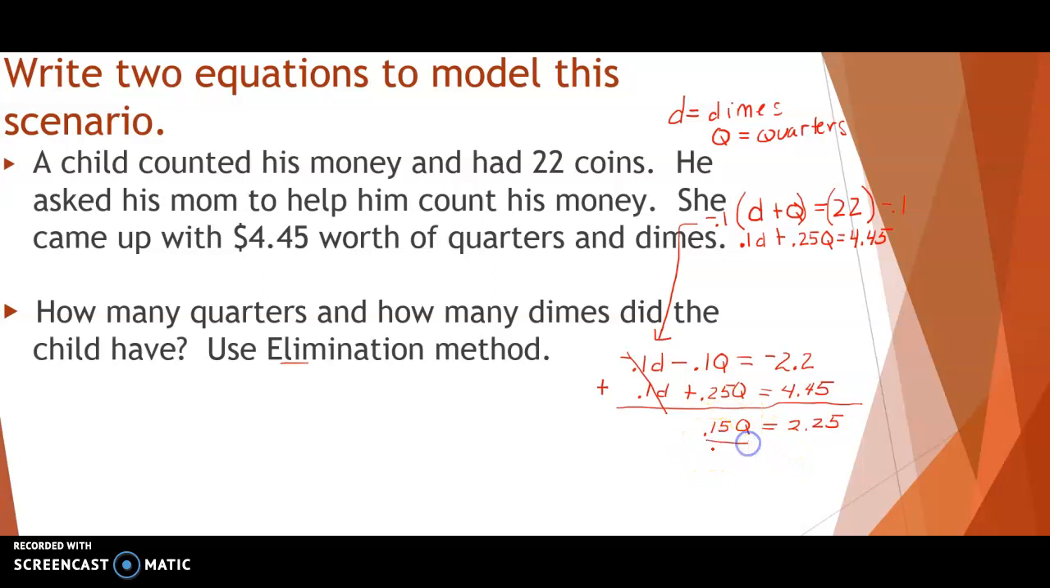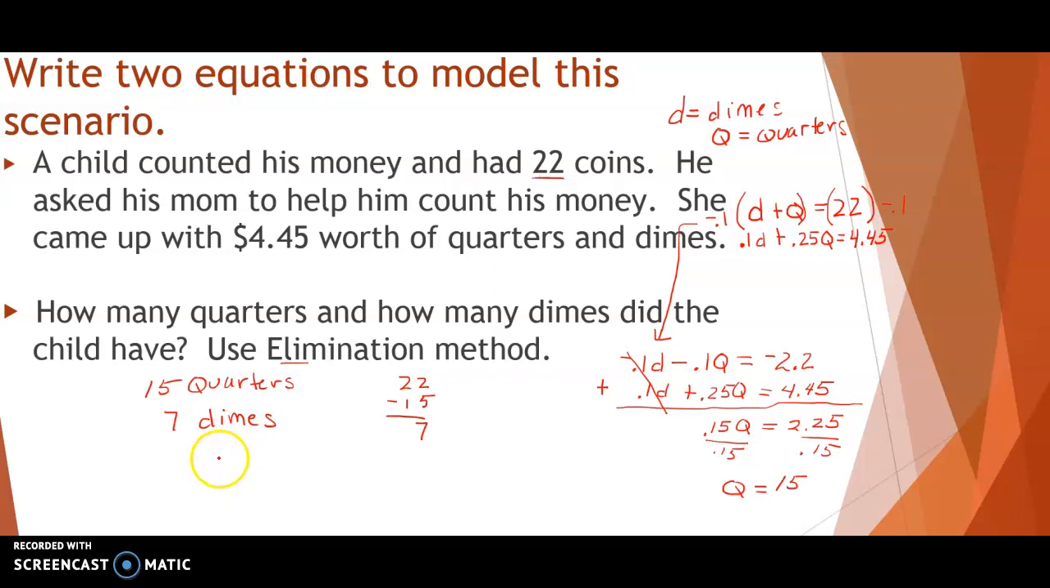So I divide by 0.15, divide by 0.15, and I get that the quarters are equal to 15. So how many quarters? He has 15 quarters. I do have to go out and figure out how many dimes. Looking back at the original, he had 22 pieces of money. So 22, subtract out the 15, gives me that he had 7 dimes.